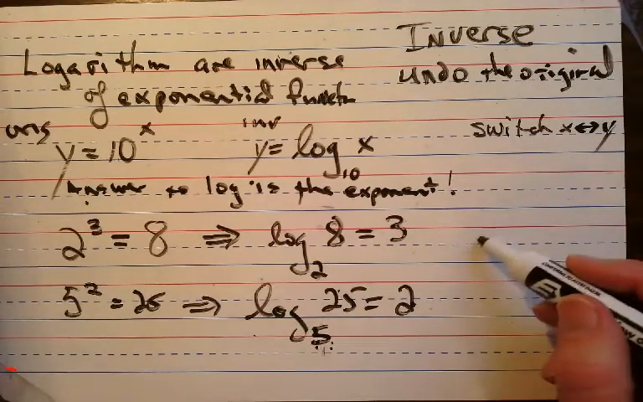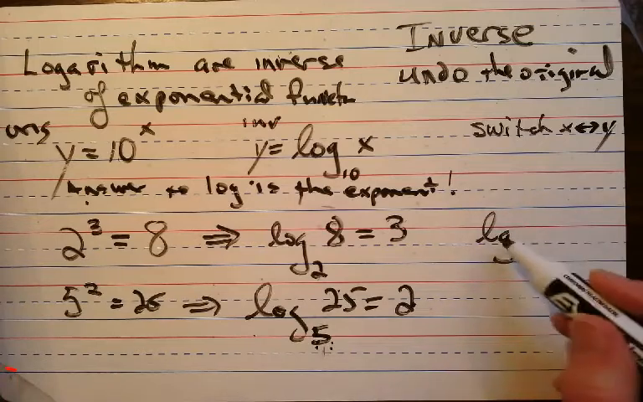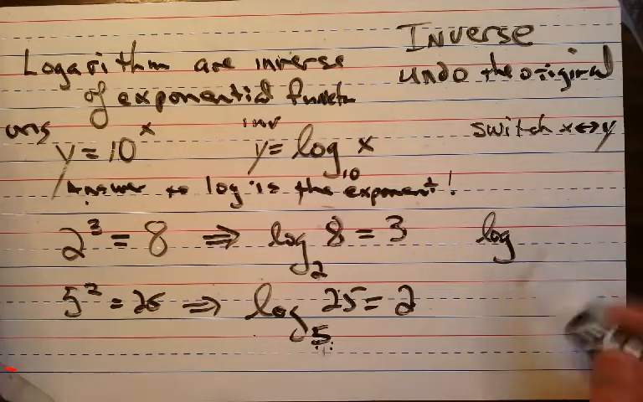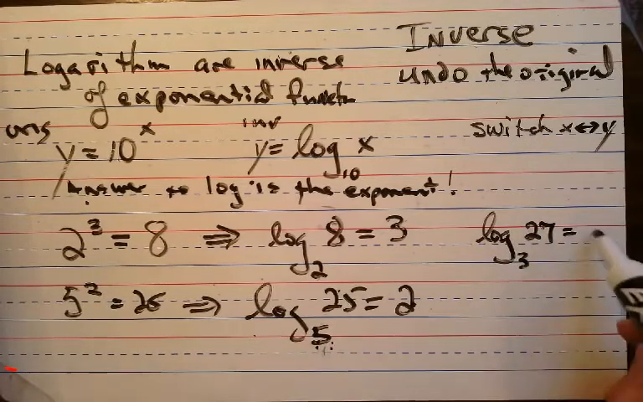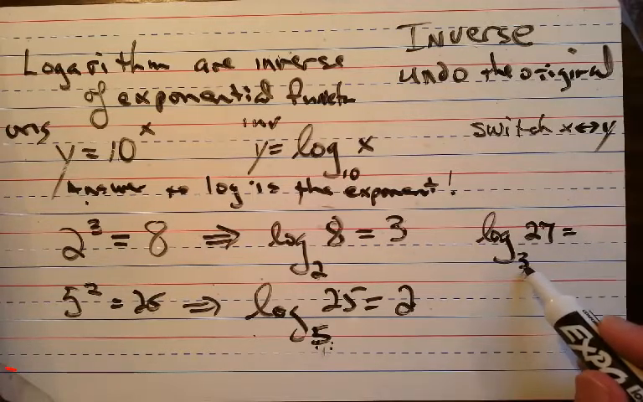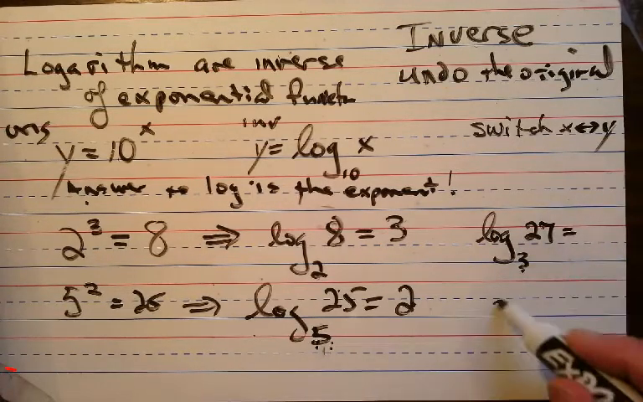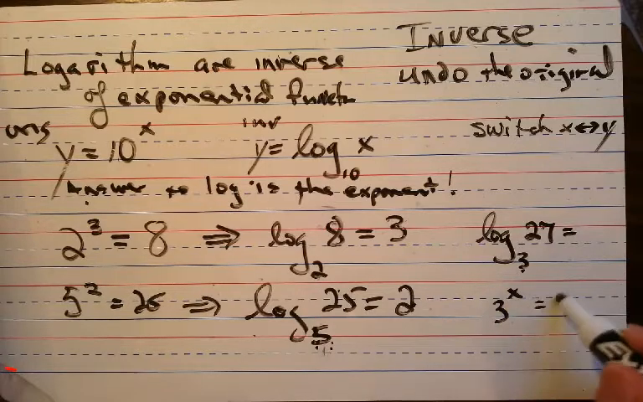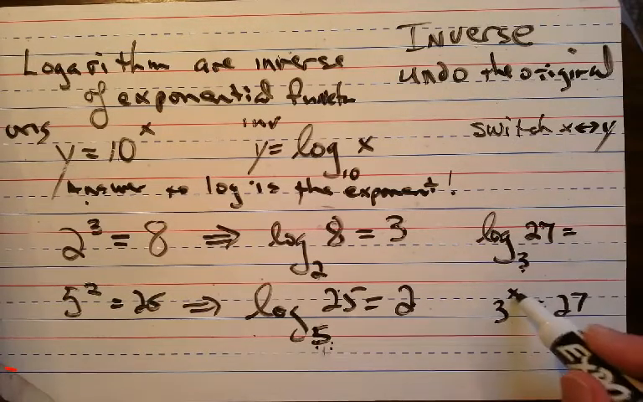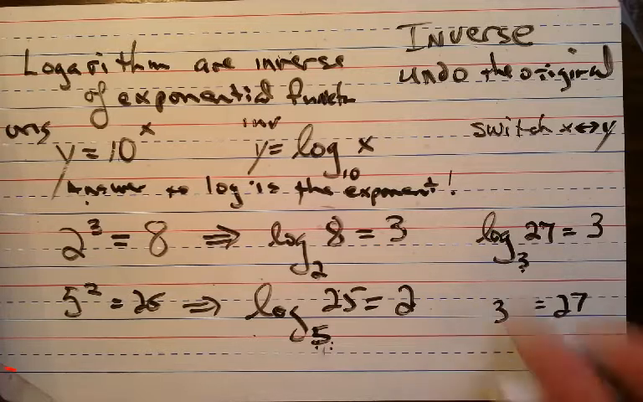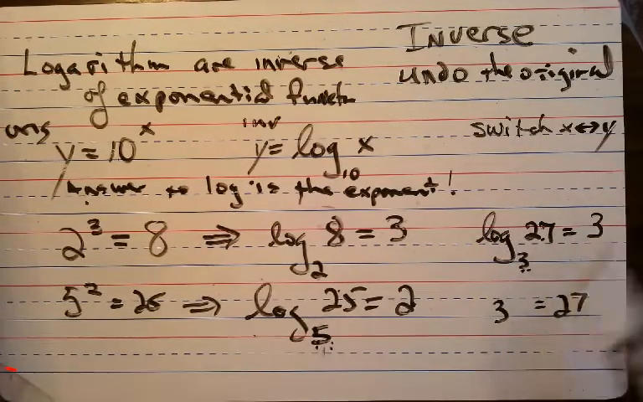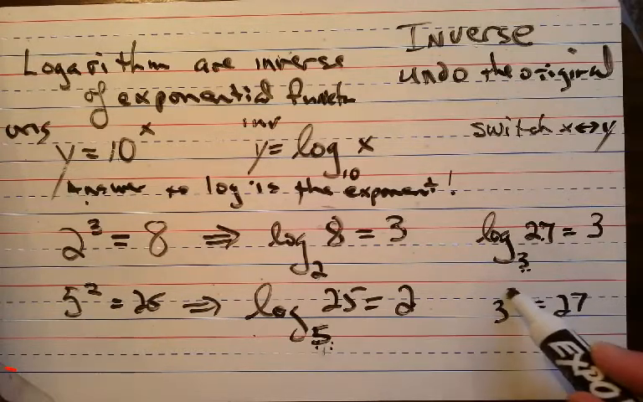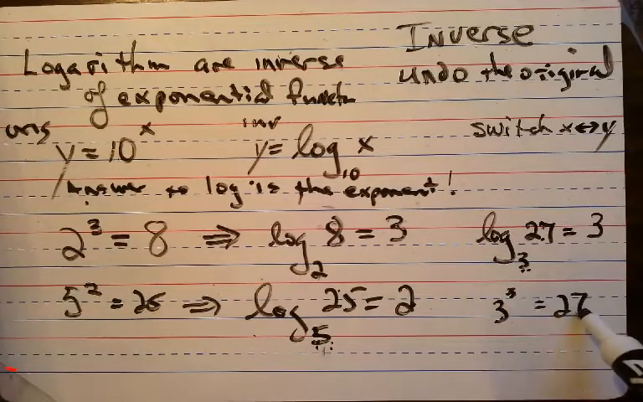So, what if I gave you one like this? Log base 3 of 27. And I said, hey, what's the answer? Well, you'd say the exponent that makes 3 equal 27. 3 to some power equals 27, right? What's the exponent? 3, right? I know that log base 3 of 27 is 3 because 3 to the 3rd power is 27.